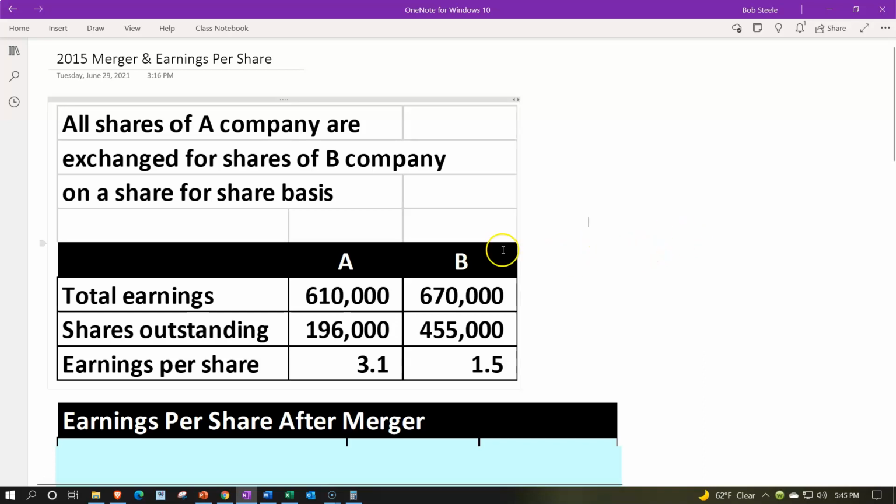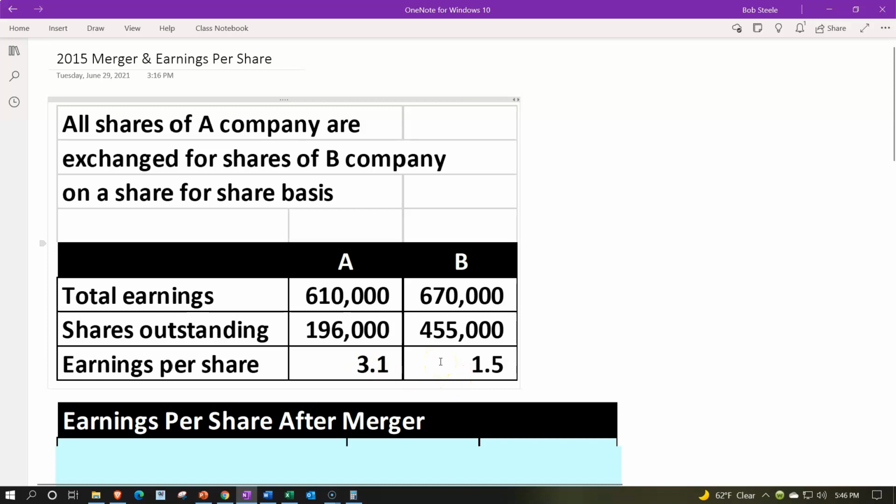So we have all shares of A company exchanged for shares of B company on a share-for-share basis. In other words, we're imagining company A, company B. We're basically assuming that B is in essence acquiring, consuming company A in this process. The total earnings are $610,000 for A, $670,000 for B. Shares outstanding for A, 196,000; 455,000 for B. Earnings per share for A, 3.1, for B, 1.5.